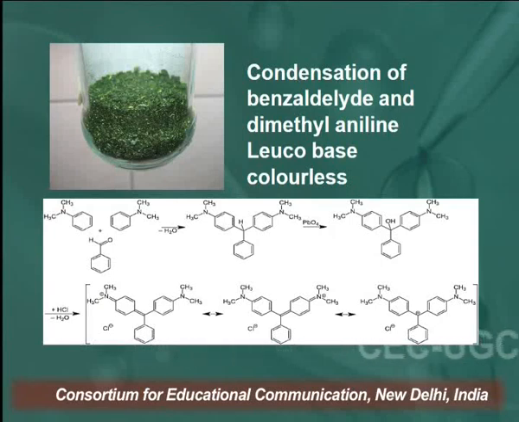Condensation of benzaldehyde and dimethyl aniline takes place and we get a leucobase, which is colorless, and when it is stabilized we get a green color. So, that leucobase is converted into green color. So, this malachite green is a very important dye and imparts green color to the fabric.